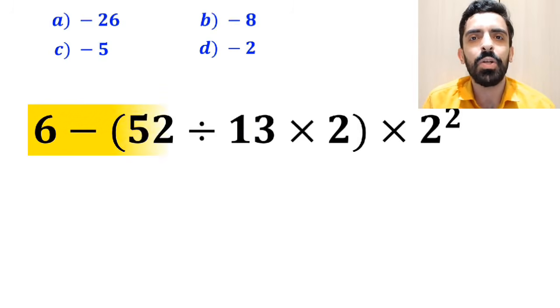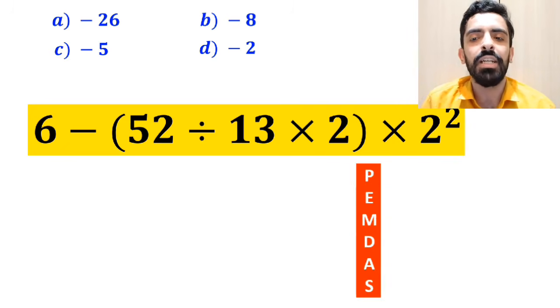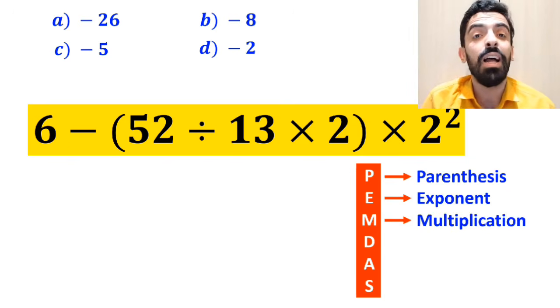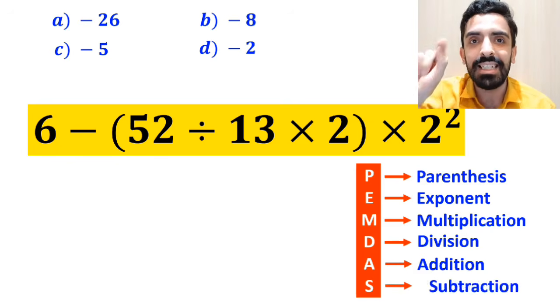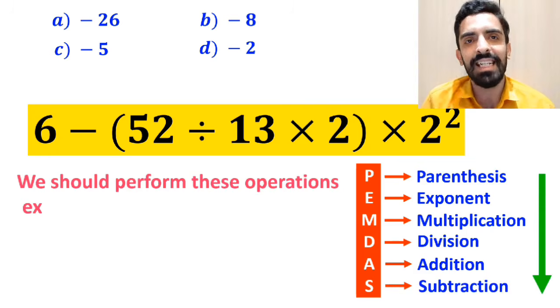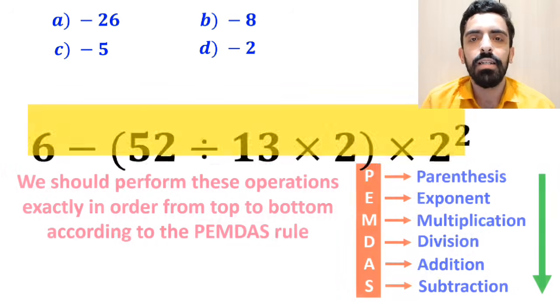Alright, now let me show you how to solve this expression correctly. To solve this question, we need to follow the order of operations, which is PEMDAS. In this rule, P stands for parentheses, E stands for exponent, M stands for multiplication, D stands for division, A stands for addition, and S stands for subtraction. We should perform these operations in order from top to bottom according to the PEMDAS rule.